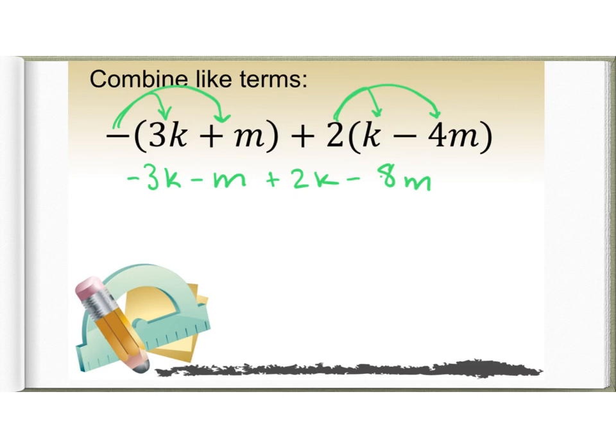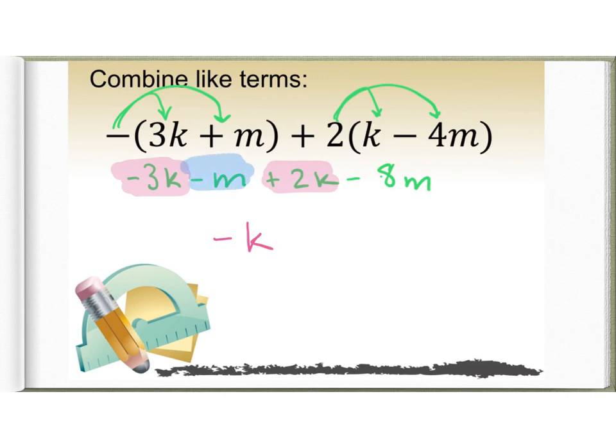Everybody with me so far? So now let's look at our first term. We have this minus 3k. Can we combine it with anything? Yes. What can we combine it with? 2k. What do we get when we have negative 3k plus 2k? Negative k. Awesome.